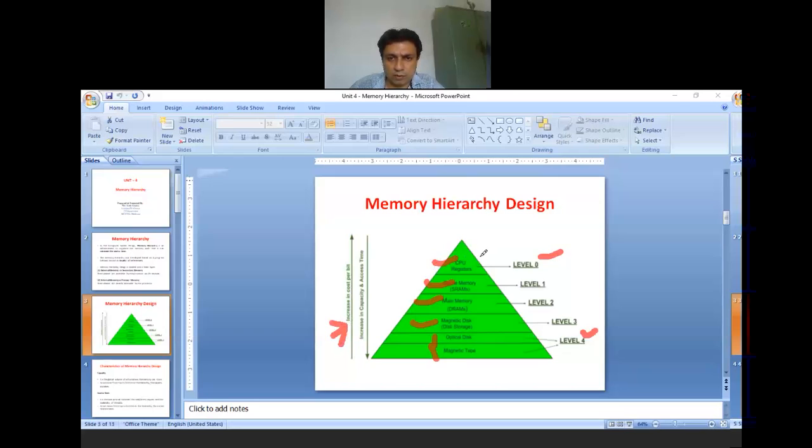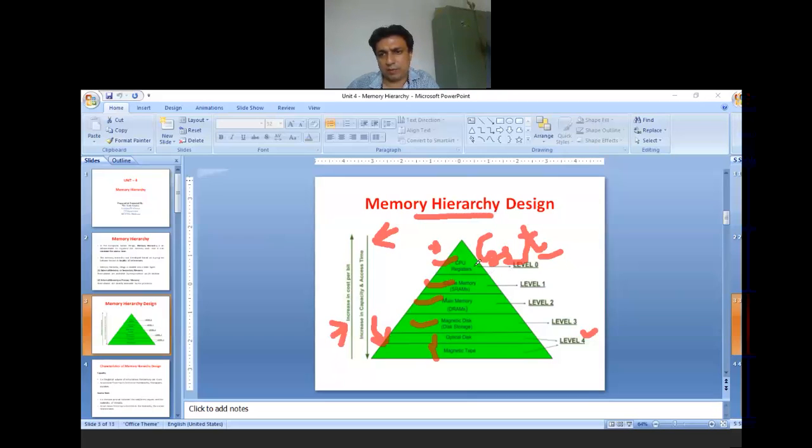So whatever you store in the register, that is the most costly one. It is the most costly. And from this arrow you can see that as you move from top to bottom, the capacity and access time increase. So basically in register you get very less access time, but in the magnetic tape the access time is very large. So these are the characteristics of the memory hierarchy.